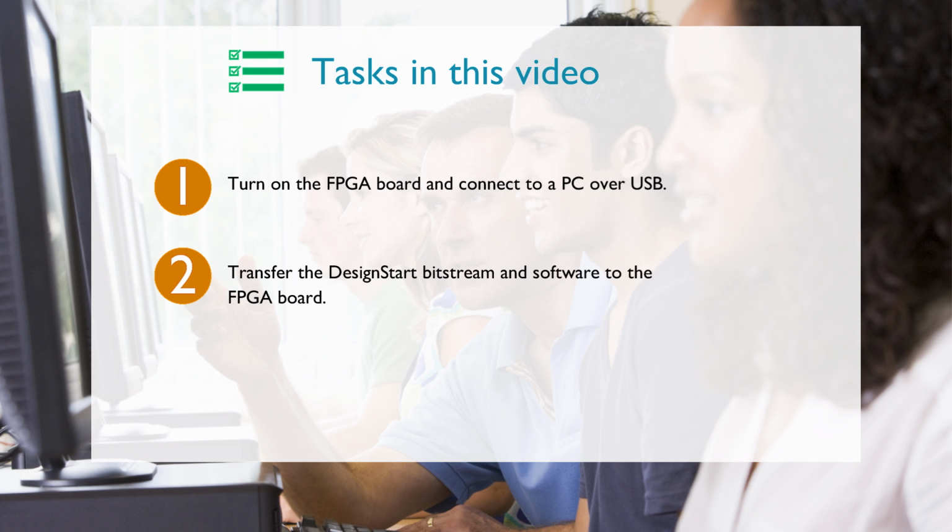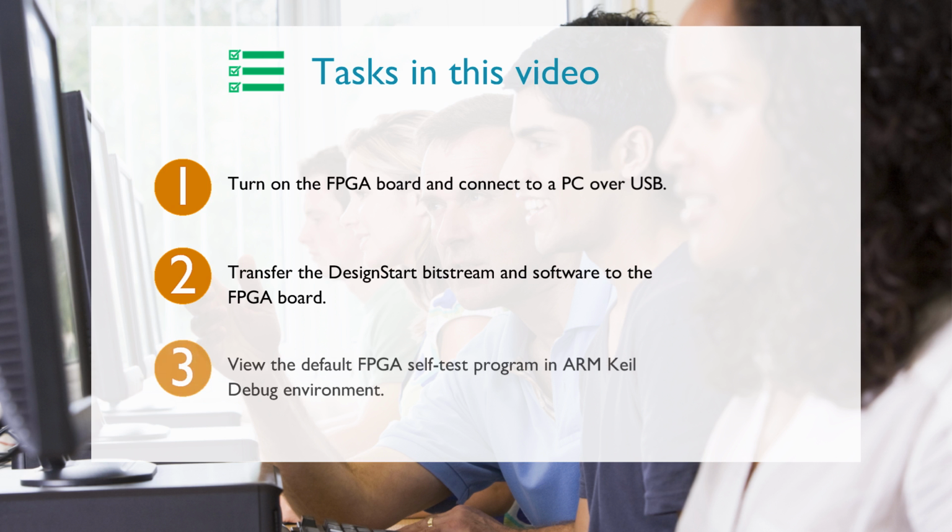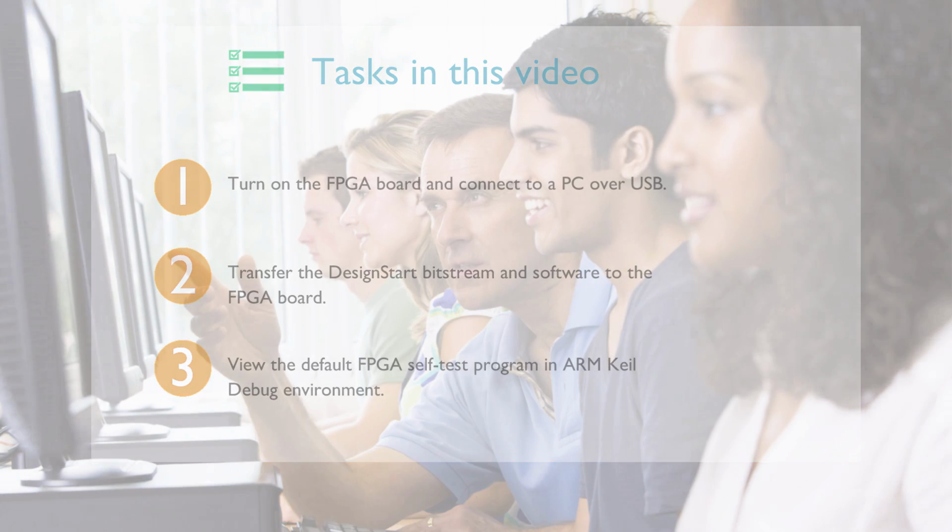Note that the bitstream is an image of the RTL compiled to configure the FPGA fabric. We'll also take a look at the directory structure of the files on the board, so you'll know where to copy your own designs to later on. Finally, we'll test the connection to the board in the Keil MDK debug environment, and in there we'll look at the DesignStart FPGA self-test program that we transferred to the board in step 2.